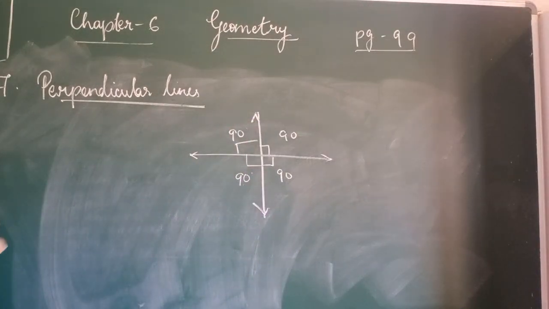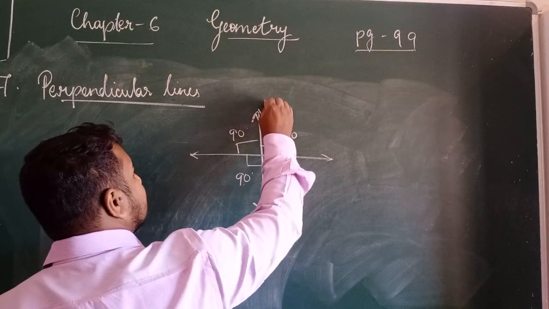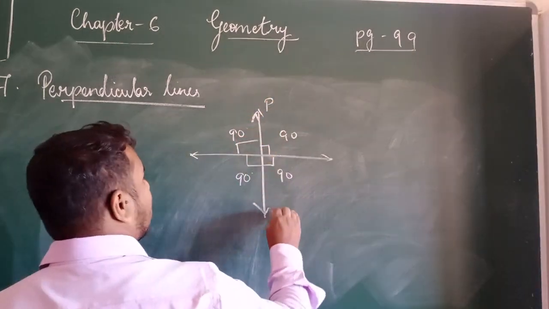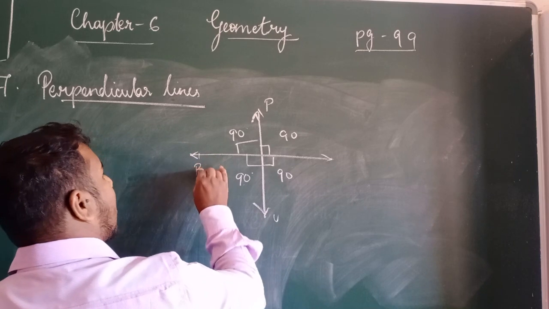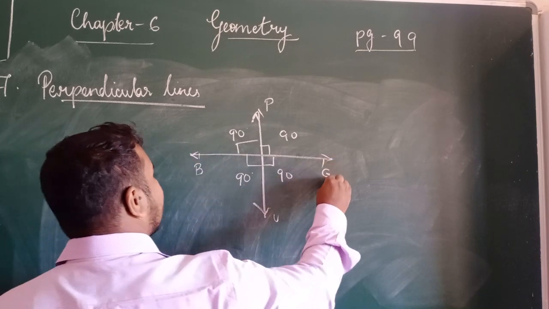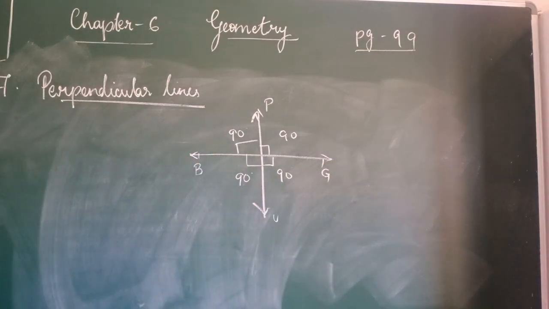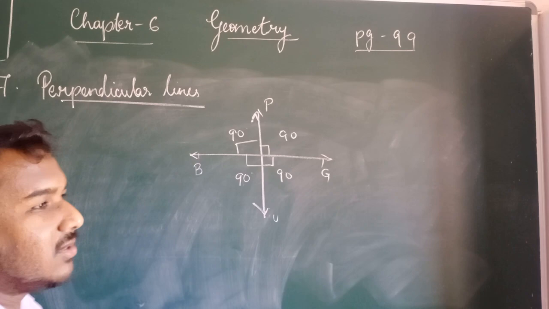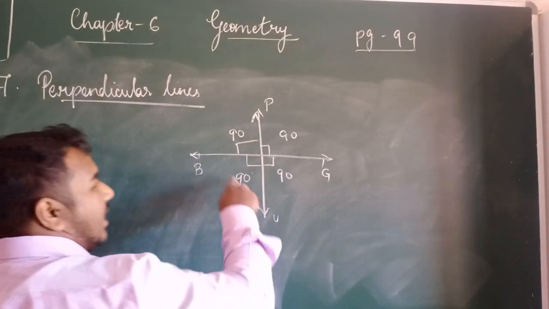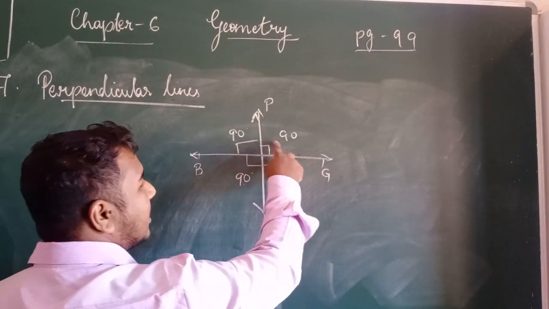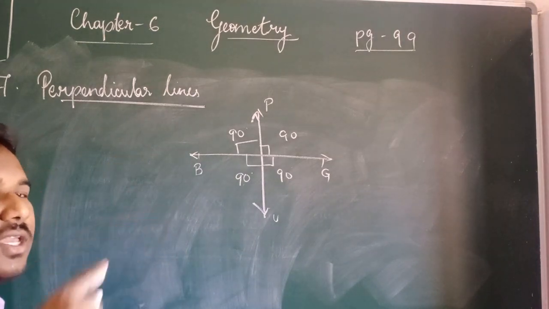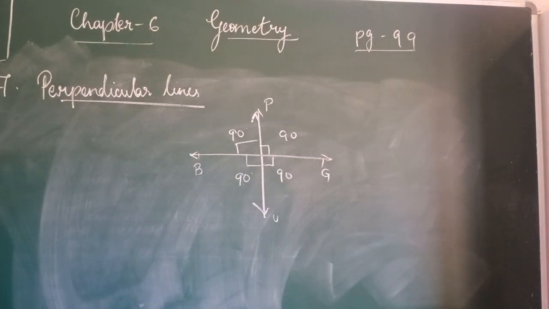So for example, this is your PU, this is your BG. Yes, PUBG. All of you know, na? Very nice. So how will we know this one? PU and BG make each other at 90 degrees. They cut each other at 90 degrees. So they are called perpendicular lines.